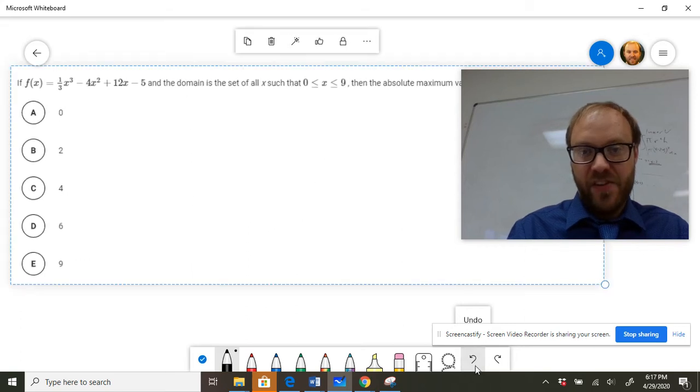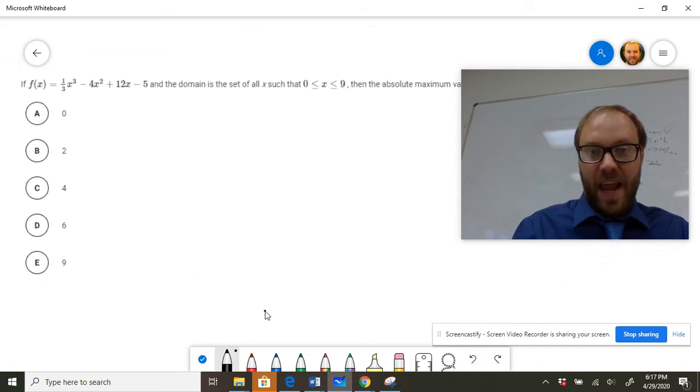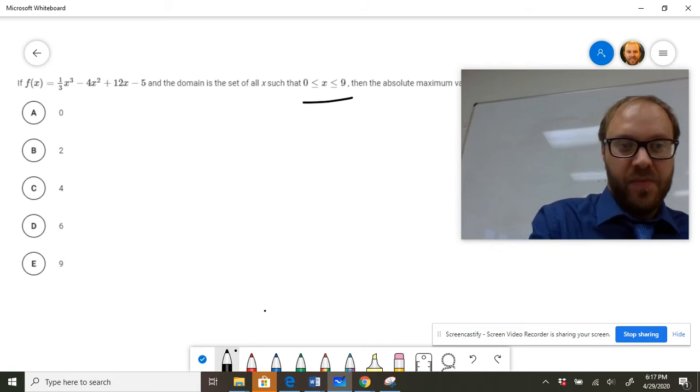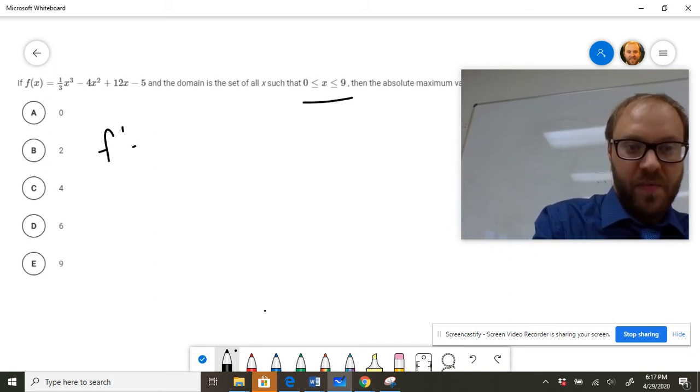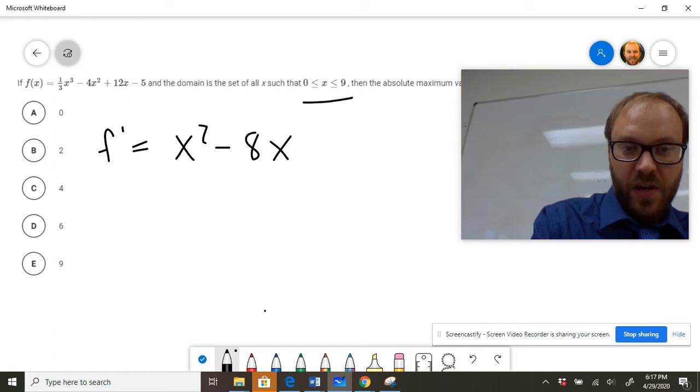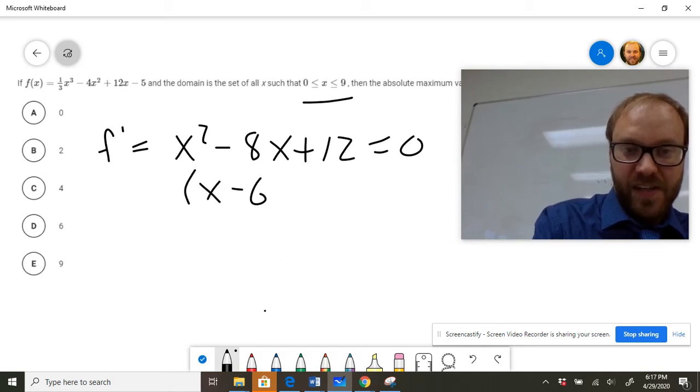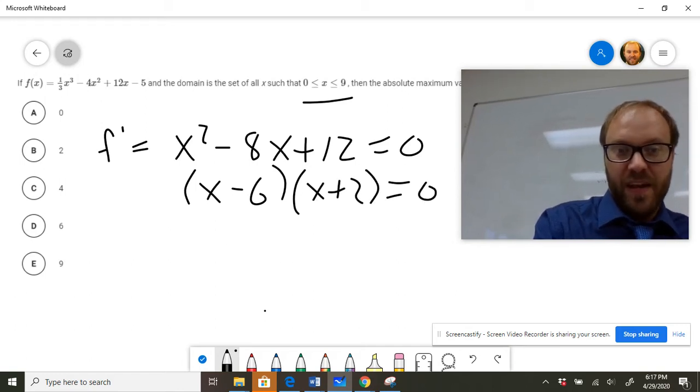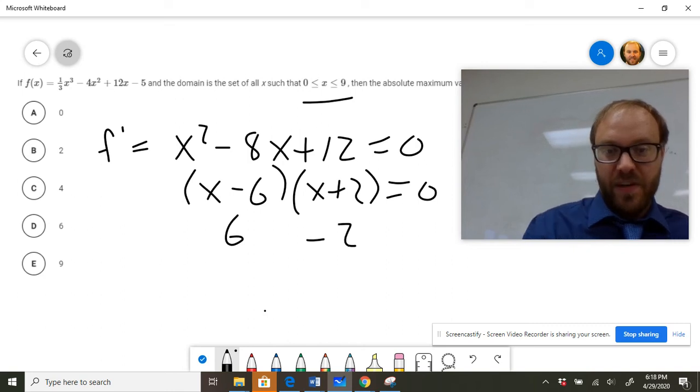We're always going to have to check 0 and 9 in the original function and any places where there are relative minimums and maximums. So the relative minimums and maximums, of course, happen when the derivative is equal to 0 or undefined. The derivative here is going to be x squared minus 8x plus 12. It'll never be undefined, but it could be equal to 0. And you can factor that, x minus 6 times the quantity x plus 2. And so the derivative could be 0 when x is equal to 6, or x is equal to negative 2.